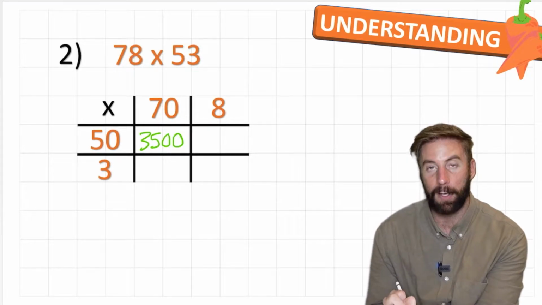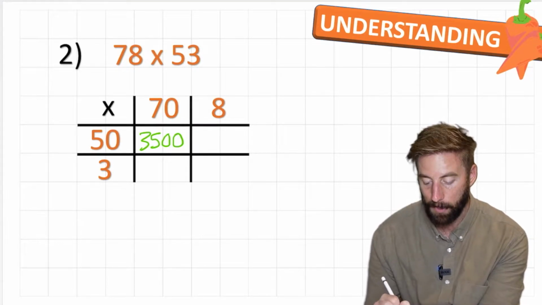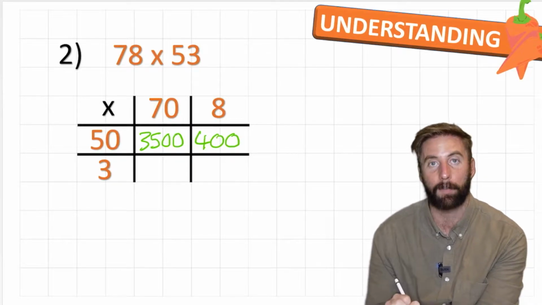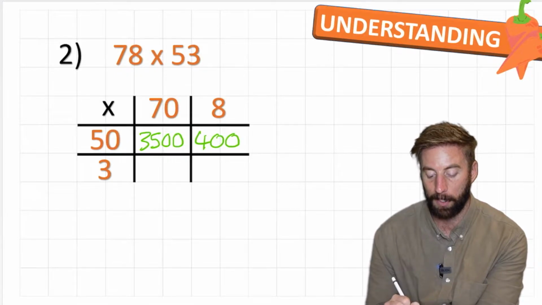Next question says 50 times 8. So I'm just going to do 5 times 8, which is 40. Put back my 1 placeholder. 400. 3 times 70, so I'm just going to do 3 times 7. 3 times 7 is 21, and put back my placeholder.